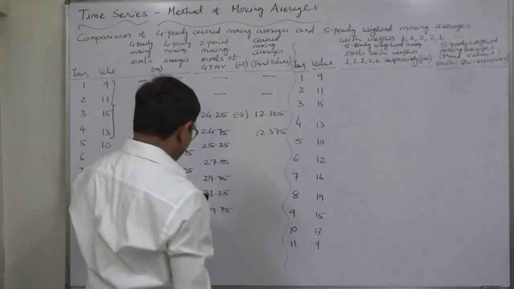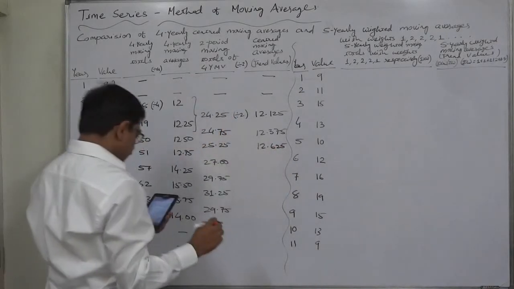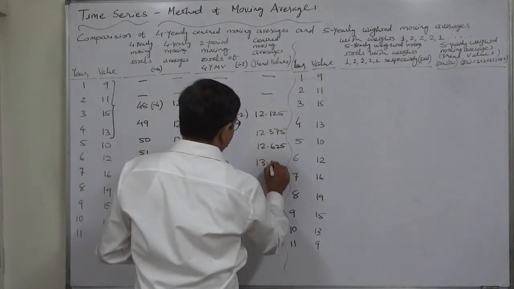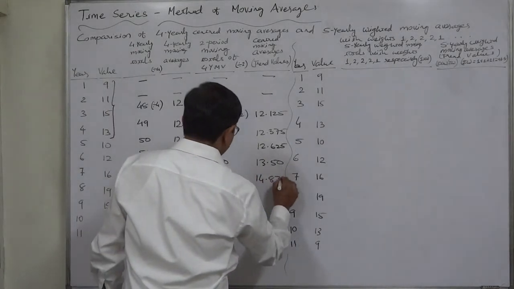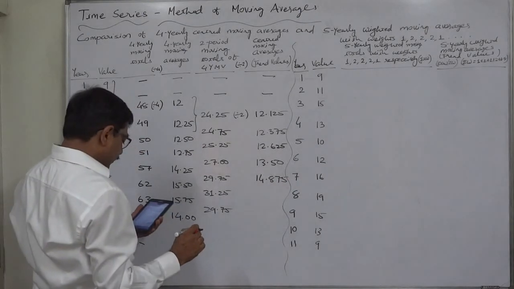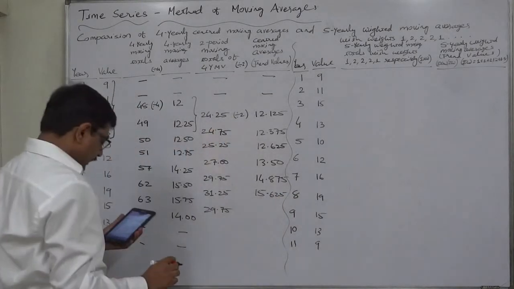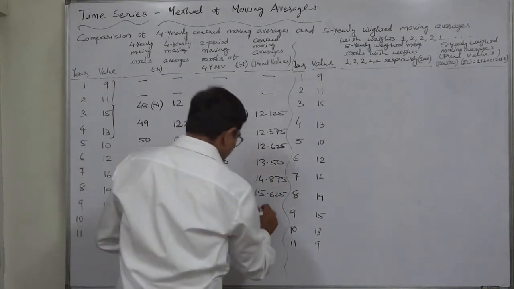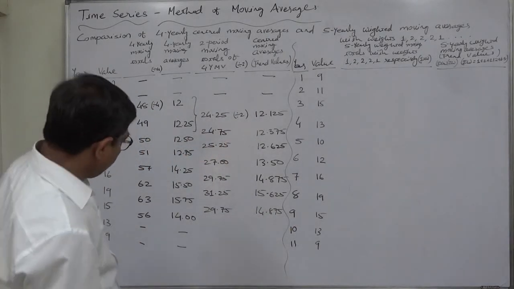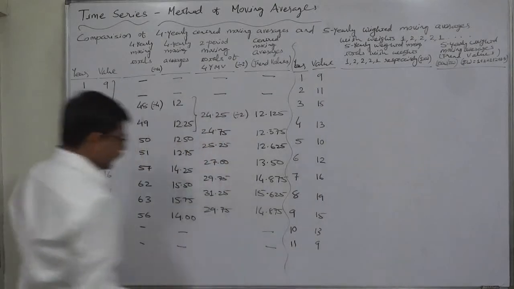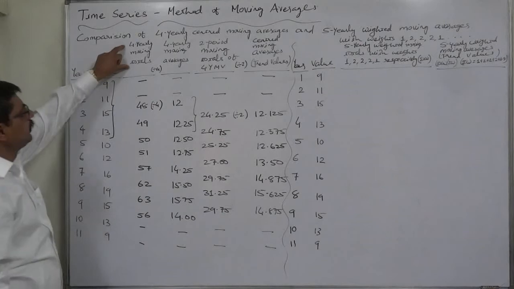Next total is 25.25 divided by 2 will be 12.625. Then 27 divided by 2 will be 13.5. Then 29.75 divided by 2, 14.875. Then 31.25 divided by 2, 15.625. And 29.75 divided by 2 will be 14.875. These are the trend values, and as usual, against first two and last 2 years, nothing will be there, because this is the 4-yearly cycle.